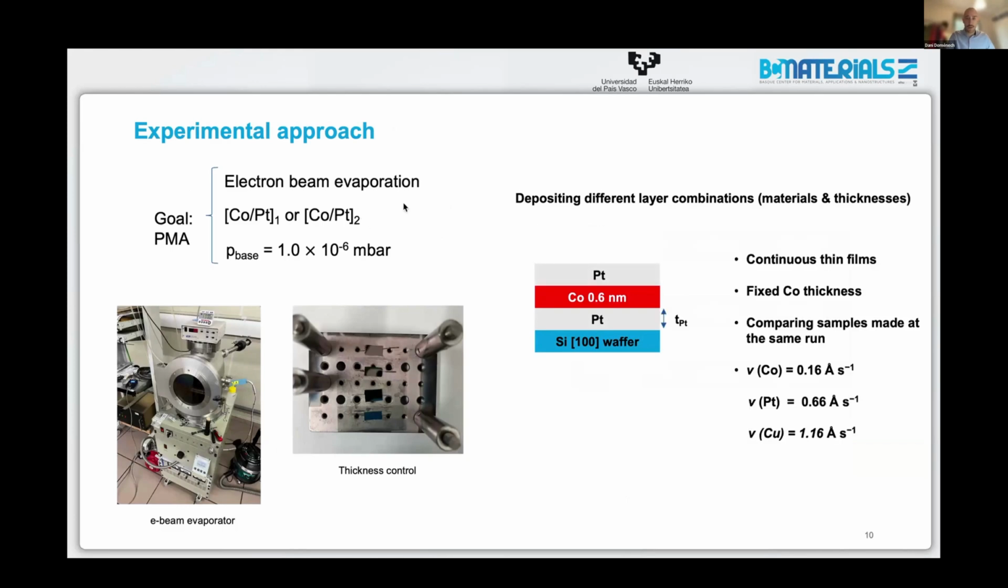And the approach will be to deposit different layer combinations of materials and thicknesses, comparing samples made in the same deposition run, thanks to a precise thickness control inside our electron beam evaporator, thanks to a microquartz balance.